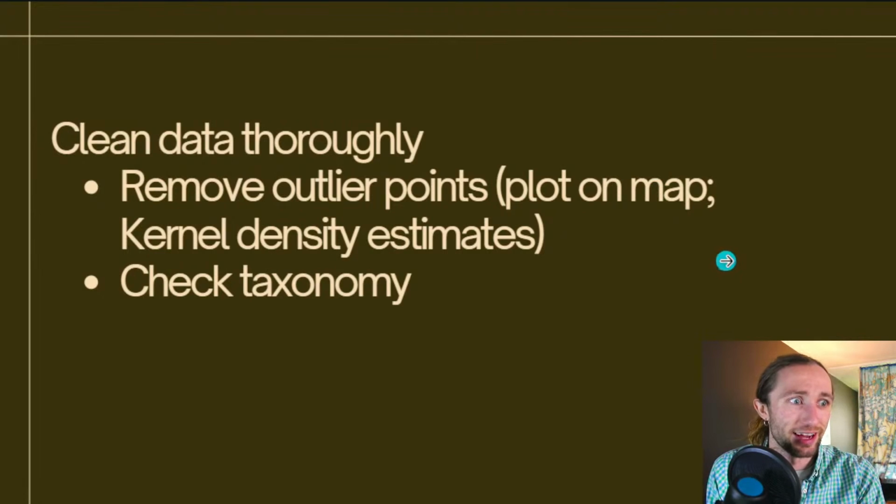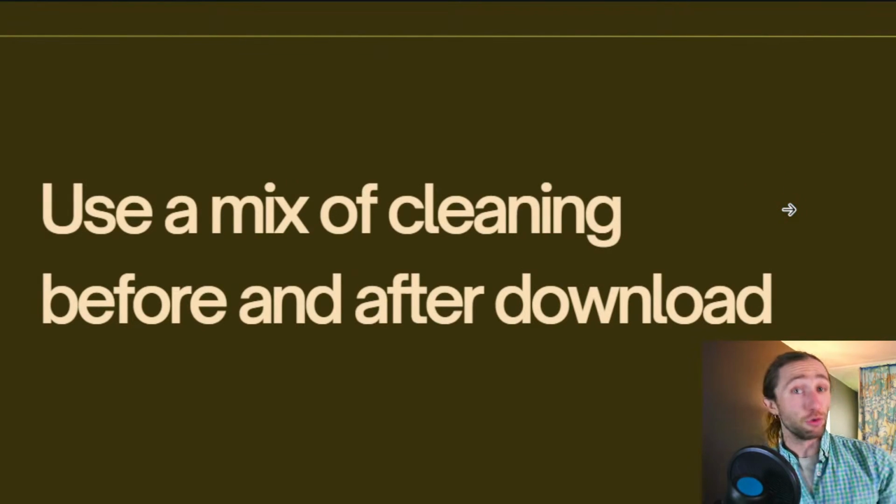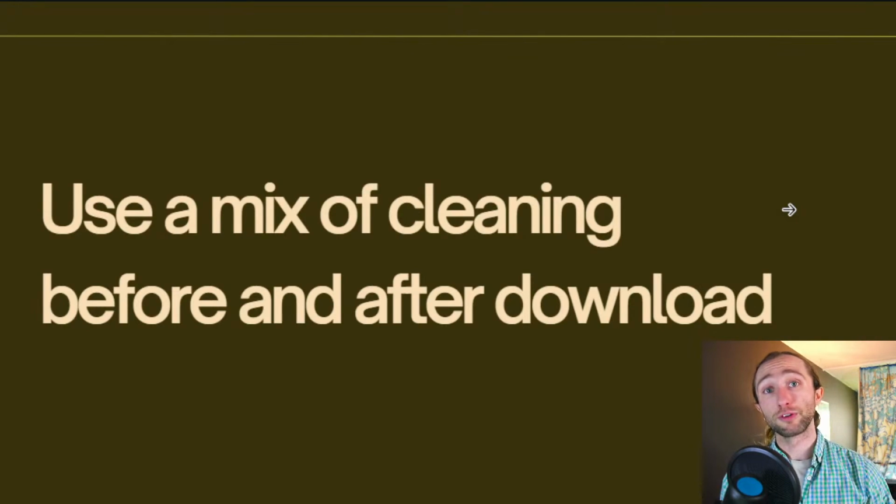Again, a little bit hard to explain here, but just make sure you're removing outliers and double check that taxonomy. Taxonomy updates all the time. You need to make sure you're checking it, even if it's just a manual look through. Unfortunately, it kind of does suck to check taxonomy. Use a mix of cleaning before and after download. This means that you're using those data filters to condense your data set down into something more manageable. And then within R, within Excel, within Python, however you want to clean your data, you are cleaning that data.